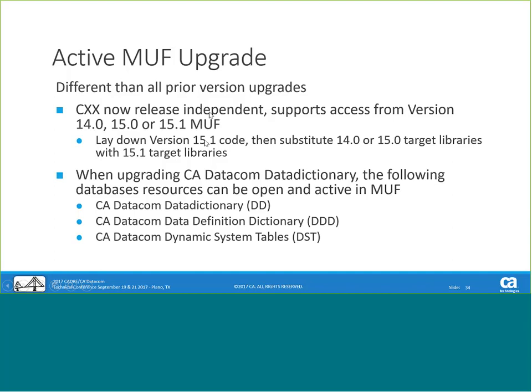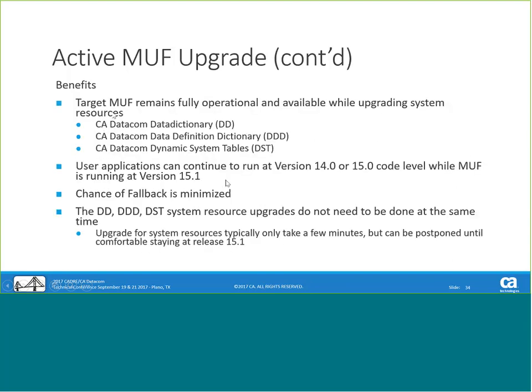If you are running some version of Shadow MUF, then you can use Shadow MUF to transition from your current version of Datacom to the 15.1. So you can either, if you're set up as a full, you can migrate, or you can do a passive, I'll call it, transition to the 15.1 code. And then after you're running the 15.1 code, change the actual CXX and data dictionary resources to the current versions by running the necessary upgrade jobs.